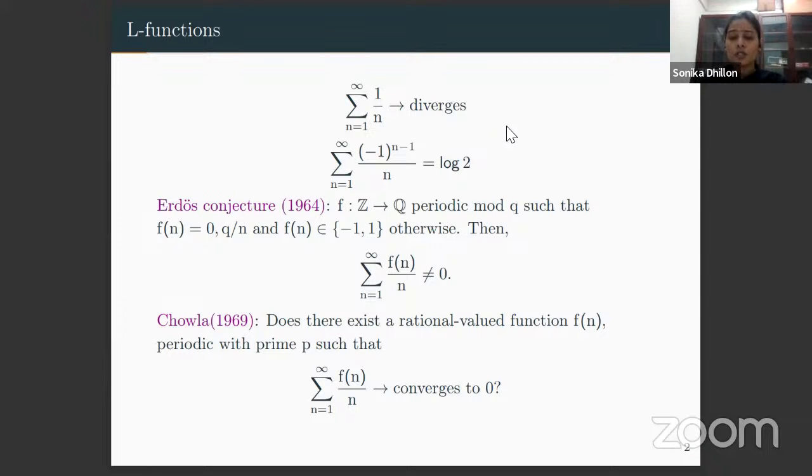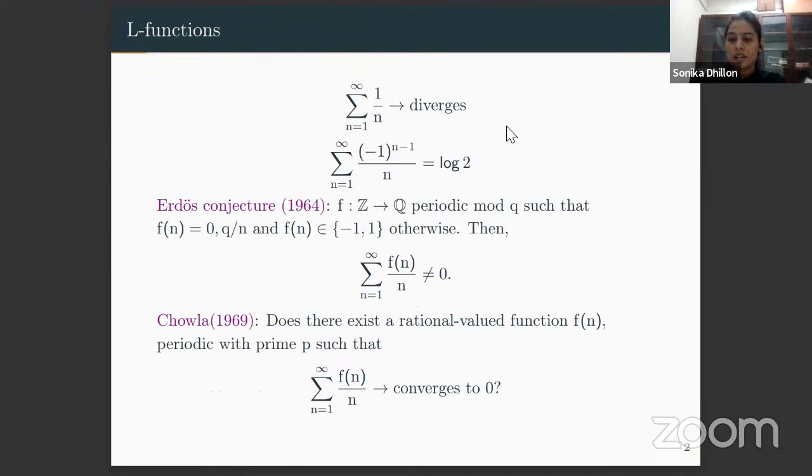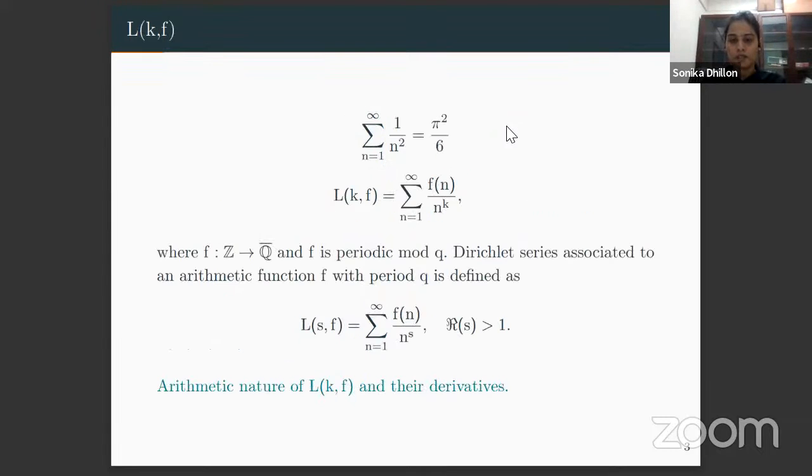In this talk, we are not basically interested in the L function. We are more precisely focusing on the linear independence. Like here, previously we had summation 1 by n. Now if we have n square, n cube instead of n, then what happens? Like summation 1 by n square. Here also we know that summation 1 by n square converges, and this value is pi square by 6.